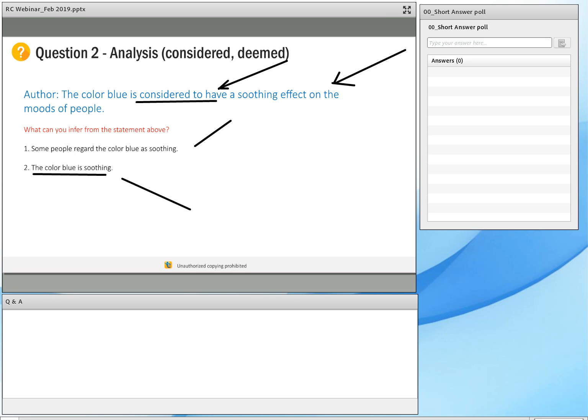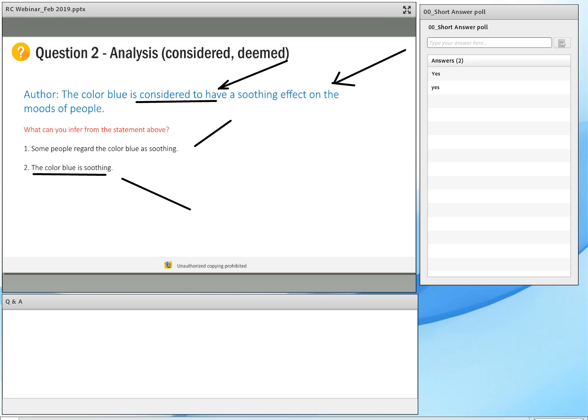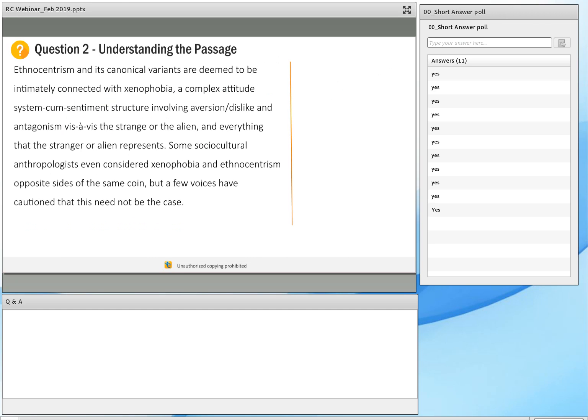But do you guys see the difference between the two answer choices? Both of them are talking about the color blue being soothing. One is the opinion of the author, the other is the opinion of a group of people other than the author. Okay, and this is a very important distinction. So let's look at this paragraph and then see which one is the correct answer.